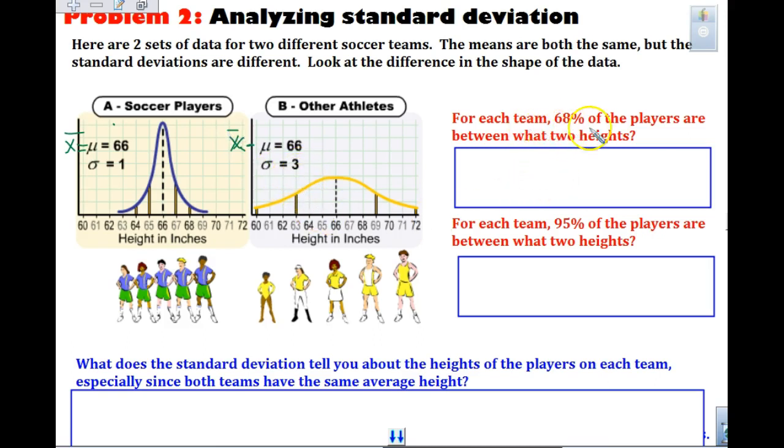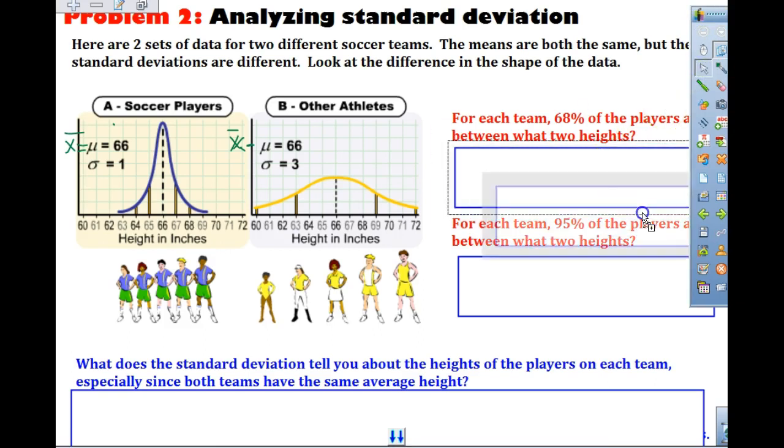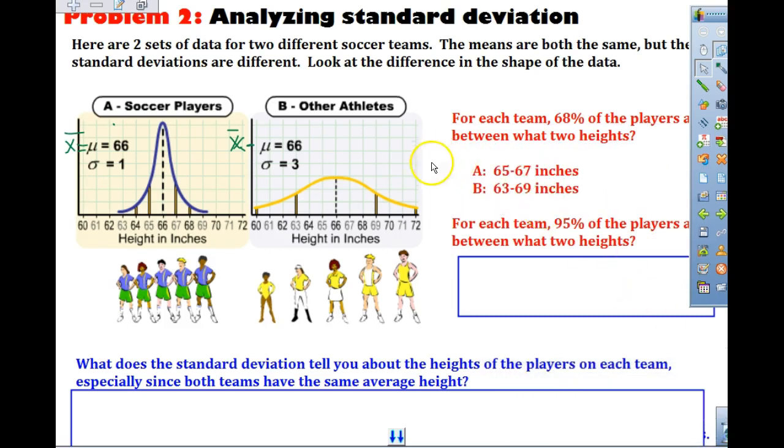It says for each team, 68% of the players are between what 2 heights? So 68% on this one are going to be between, as we look at our data, what would we say? We would say on the first team, Team A, right, we should see between 65, 1 standard deviation, to 67. Whereas here, we're going from 63 to 69 inches, okay? Much more spread in the second team, right? First team, everyone's pretty much the same height. That's what it's telling us, right?